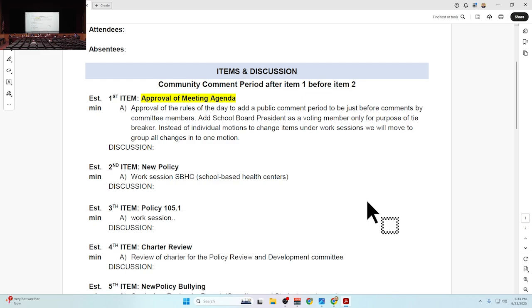Do I have a second on that? Second. Hearing no abstain or negatives, motion passes. All right, so now we'll vote on the agenda as modified. Do I have any motions on that? Motion to accept it as modified. Second. Hearing no abstentions or negatives, motion approved.